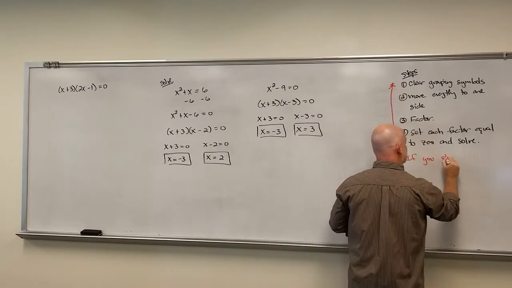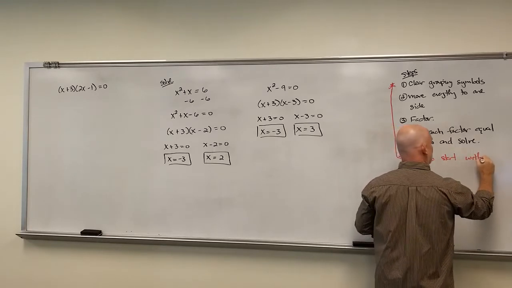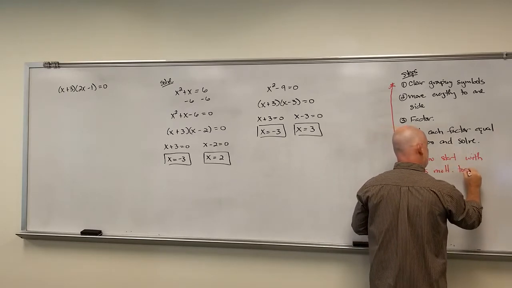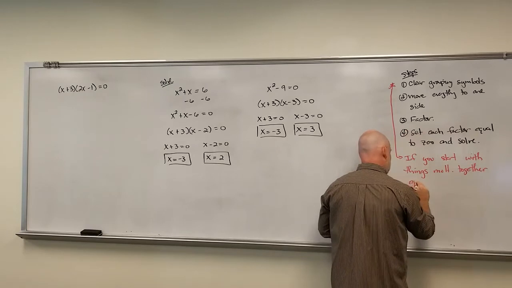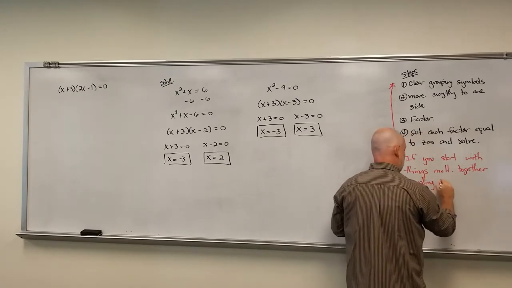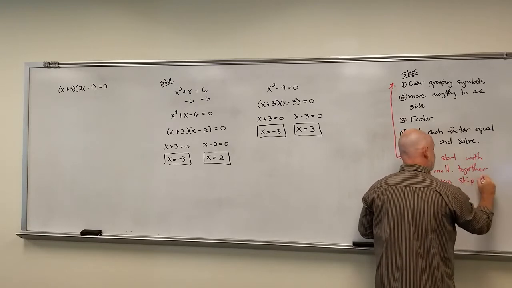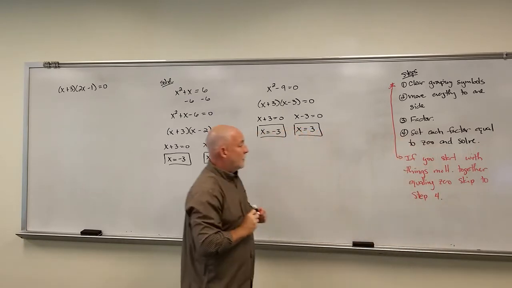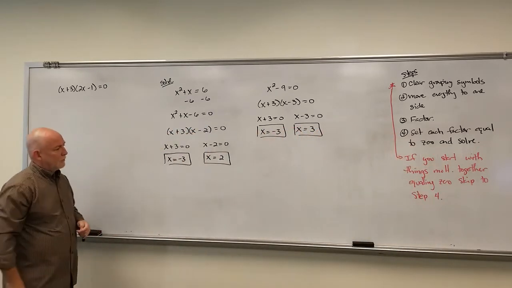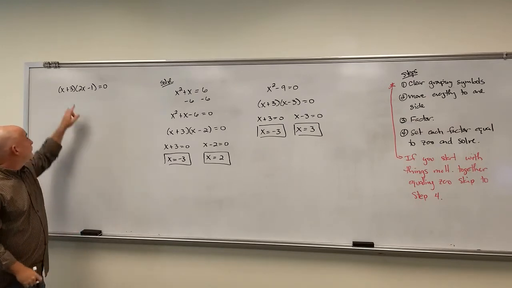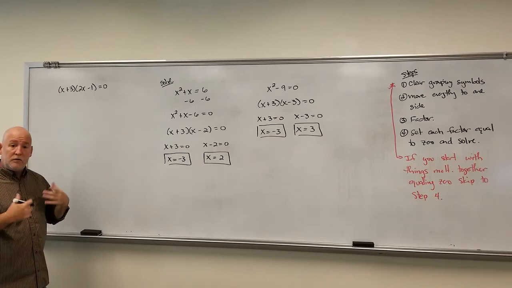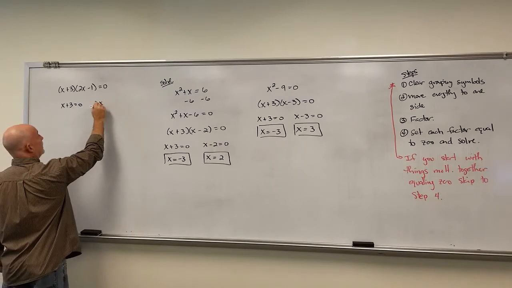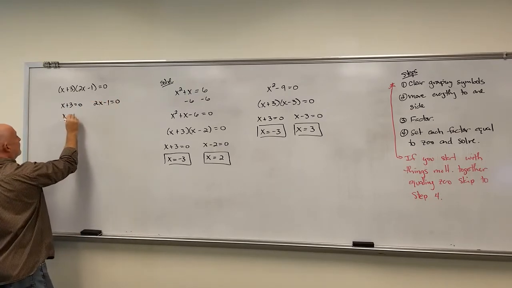If you start with things multiplied together equaling 0, skip to step 4. So, if you already start out with, spelled equaling wrong over there, I think. If you start out with things multiplied together equaling 0, then all you got to do is just set each factor equal to 0. So here we have something like x plus 3 is equal to 0, 2x minus 1 is equal to 0. That one's really easy to solve.